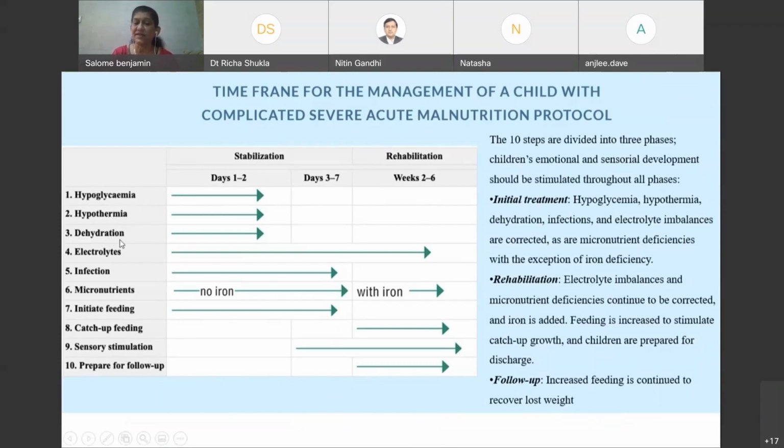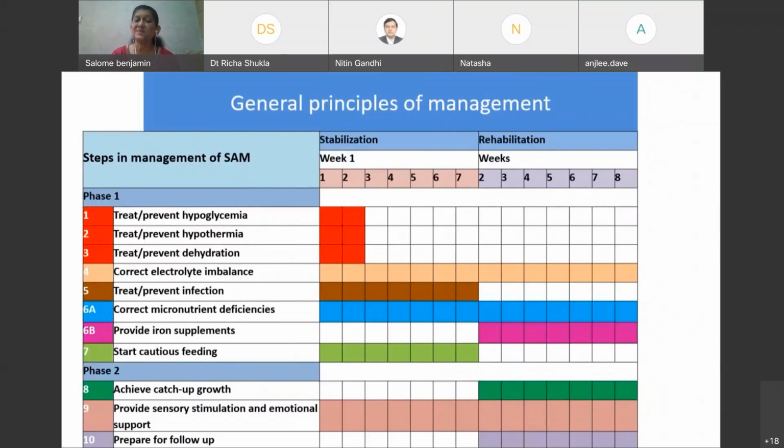And comes dehydration, and you will treat the dehydration of the child when you see it on the nutrition focused clinical examination with the skin pinch, which we saw. So these are your principles of management. First phase, you will treat or prevent hypoglycemia. Second, treat or prevent hypothermia. Then treat and prevent dehydration, and oxygen is always given because the child is unable to breathe. Then, as a fourth step, correcting electrolyte imbalance.